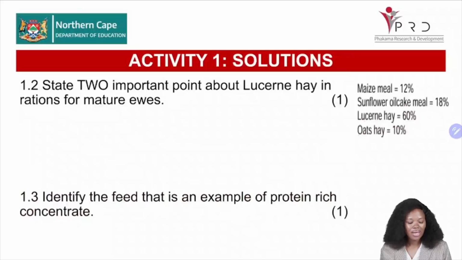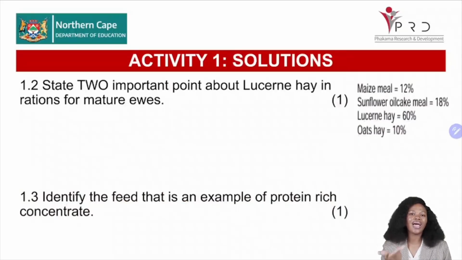Now 1.2, state 2 important points about lucerne hay in rations for mature ewes. Now, when a question says state, you list. You don't create your own paragraph. Don't write a paragraph. You need to list your points. Point number 1, point number 2, right? So you state, you list, you name. Now you state 2 important points. Your answers should be in point form, about lucerne hay in rations for mature ewes.